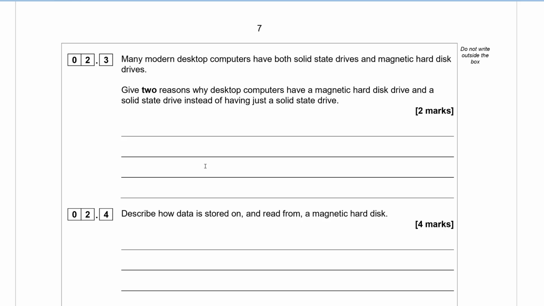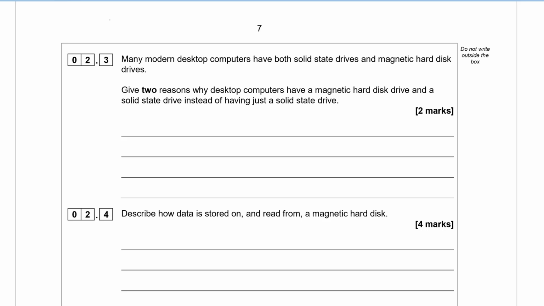Now it says, next question, many modern desktop computers have both solid state drives and magnetic hard disk drives. Give 2 reasons why desktop computers have a magnetic hard disk drive and a solid state drive instead of having just a solid state drive. Well, solid state drives, SSDs, are faster than hard disks, hard drives, and so that's often why we have them, right? If you want to upgrade your computer, it's a simple upgrade to put in an SSD, although a lot of computers nowadays just have SSDs. Actually, this is a little bit outdated maybe.